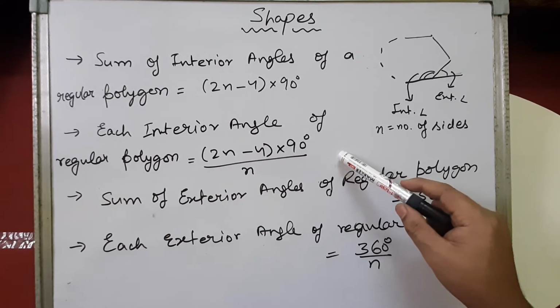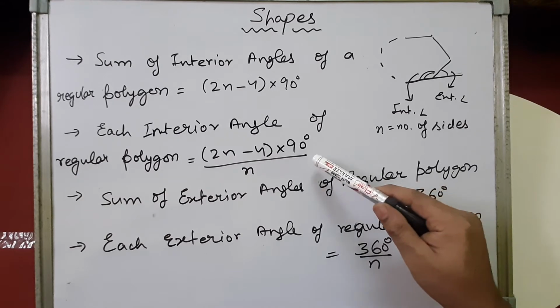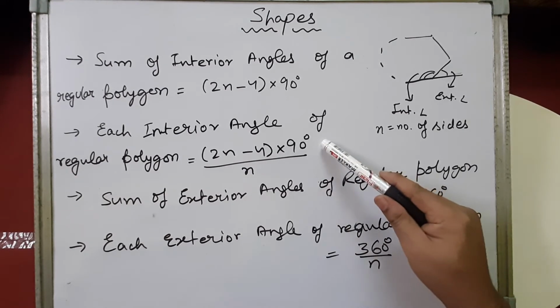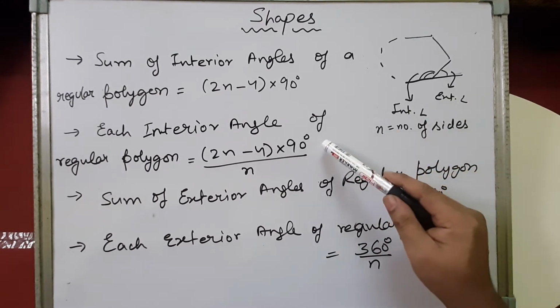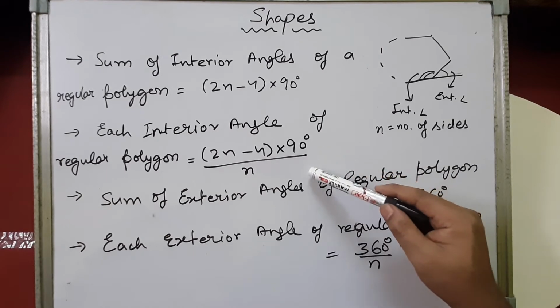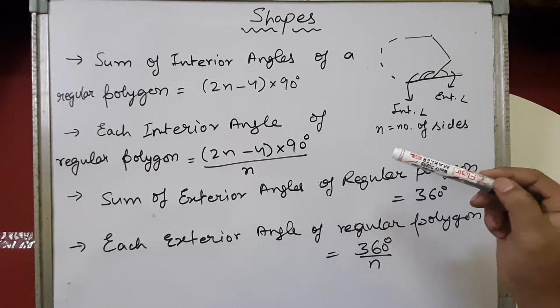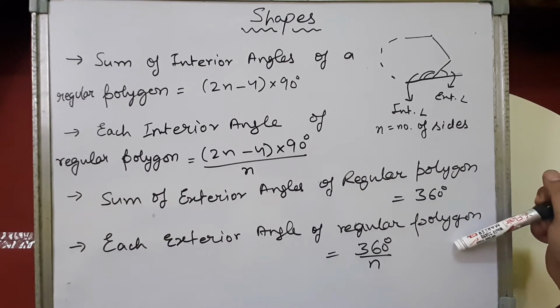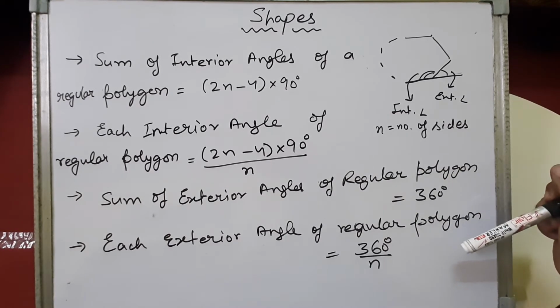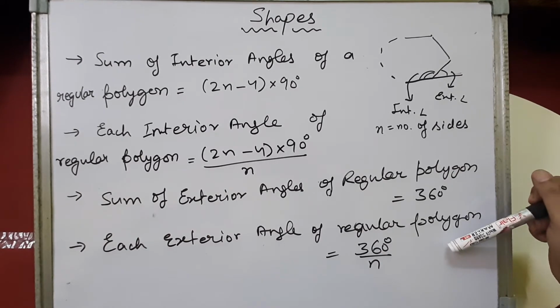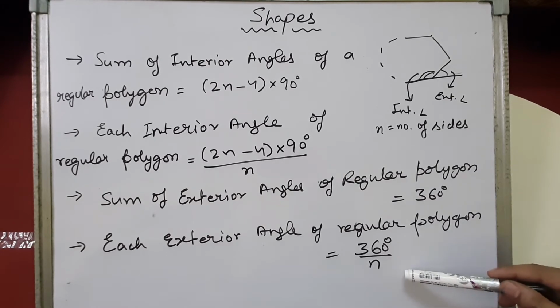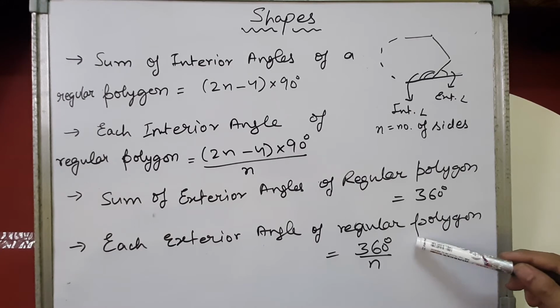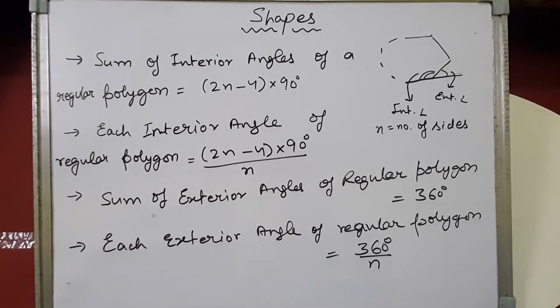If you have to find each interior angle of a regular polygon, then we can calculate it like (2n minus 4) into 90 upon n, like sum of interior angles upon number of sides. Suppose we have a pentagon, so the sum of interior angles of a pentagon is 540, then divided by 5 you will get each interior angle of a regular pentagon. Similarly, if we have to calculate each exterior angle, then the formula for finding each exterior angle of a regular polygon is 360 upon n, where 360 is the sum of exterior angles and n is the number of sides. So 360 upon n will be the value of each exterior angle of a regular polygon. Alright children, please note down.